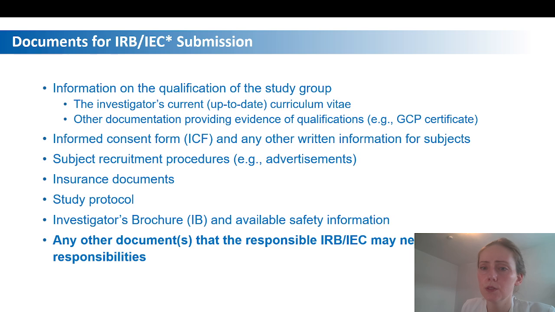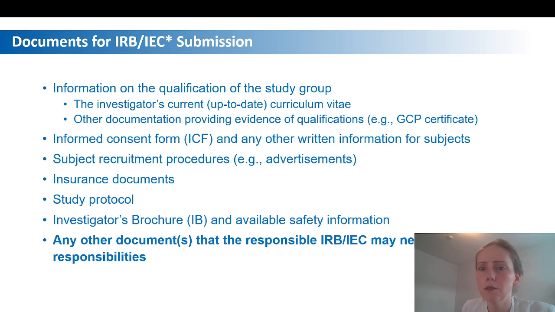Subject recruitment procedures like advertisements, which might need to be adapted, and confirmation of the insurance, including the insurance policy and conditions. But of course, also other documents that the IRB may need for their decisions, such as the study protocol and the investigator's brochure, and available safety information need to be submitted. Sometimes the study protocol includes an investigator signature page that needs to be signed by the PI. A sponsor might have special requirements for documents as well, for example, a specific CV template to be used.